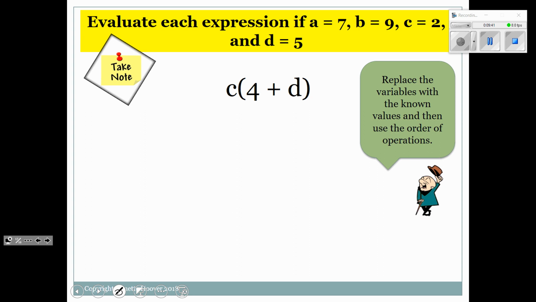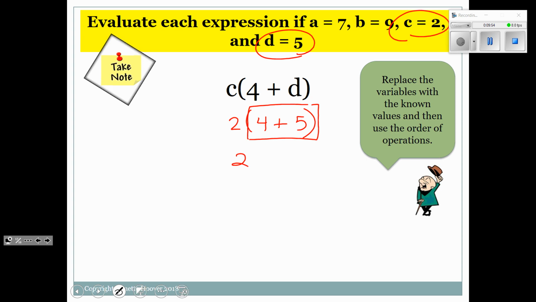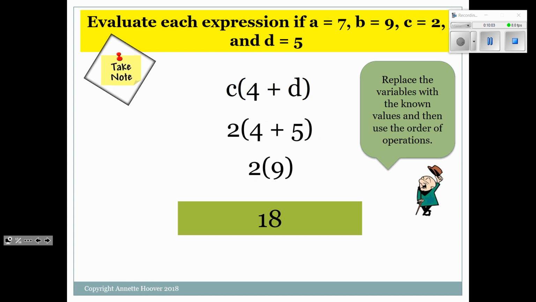C is 2, so we're going to plug that in, and we're going to plug in 5 to D. Here's D is 5, C is 2. We always do our parentheses first according to order of operations, so we have 2 times 9, and then we multiply and get 18.